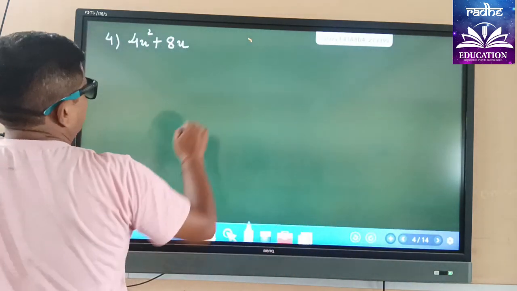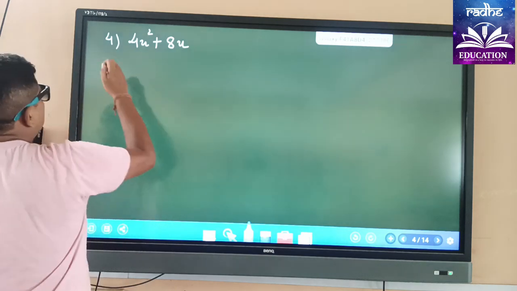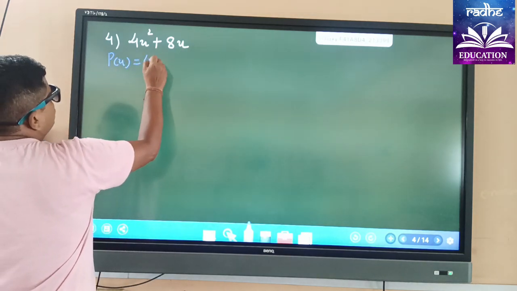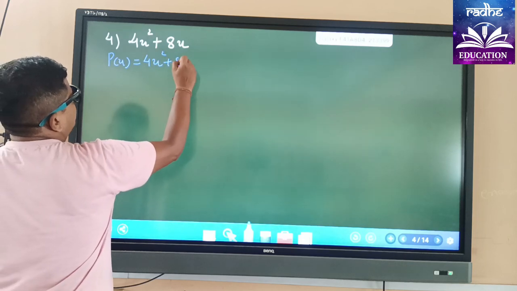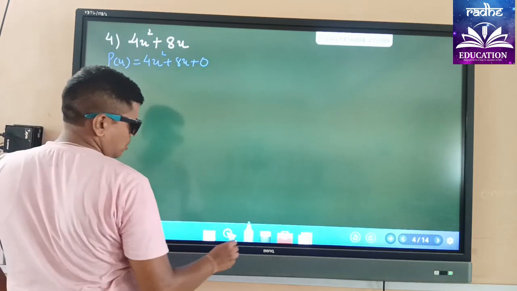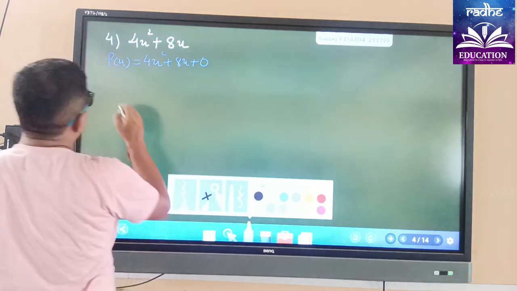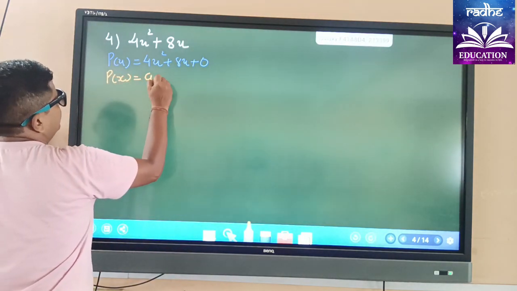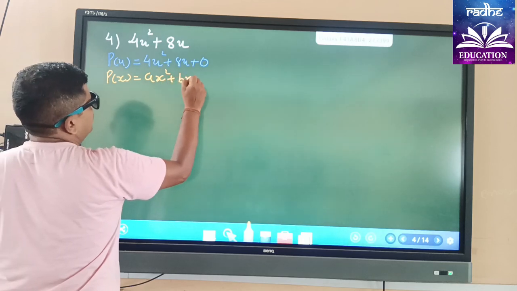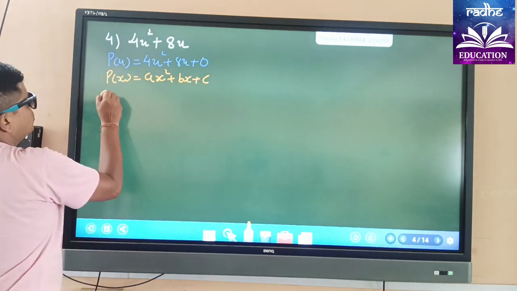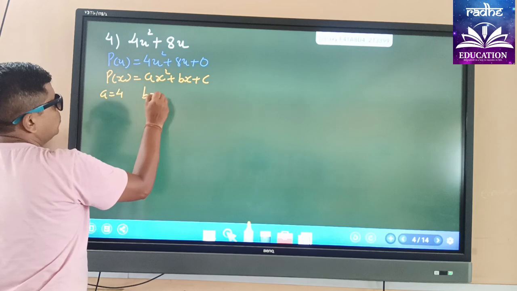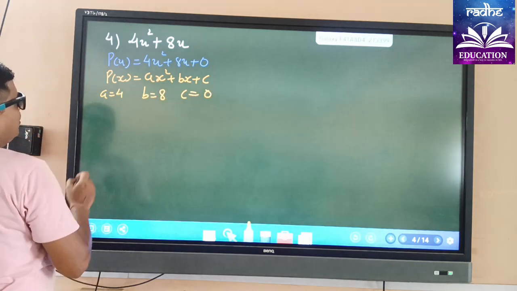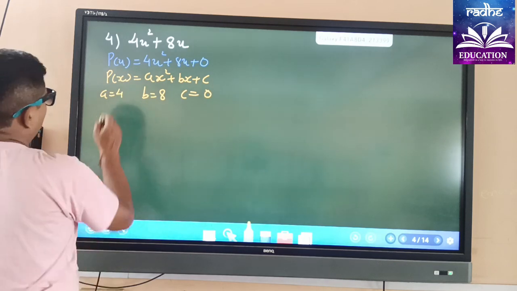Another one we have is 4u² + 8u. So we can write p(u) equals 4u² + 8u + 0. We will compare the equation with the standard form, that is p(x) equals ax² + bx + c. A equals 4, b equals 8 and c equals 0. Correct? And then we will use the factorization method.